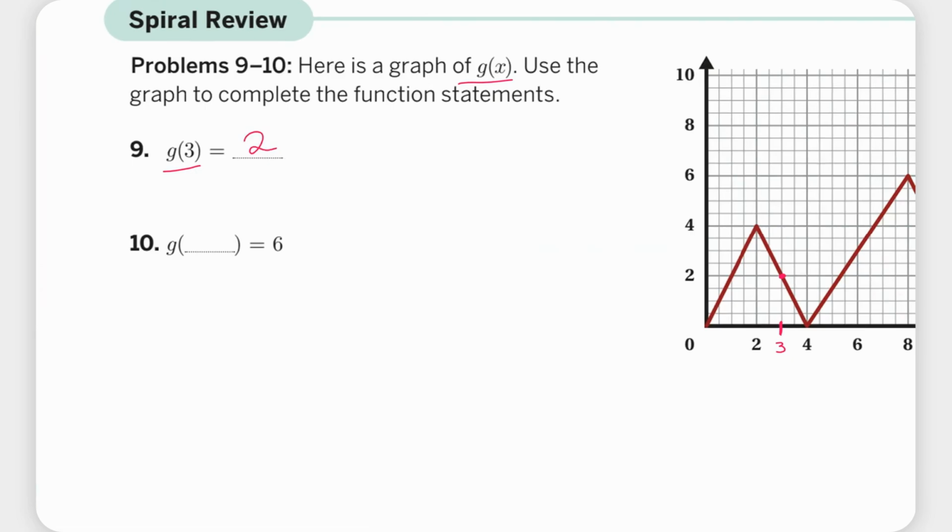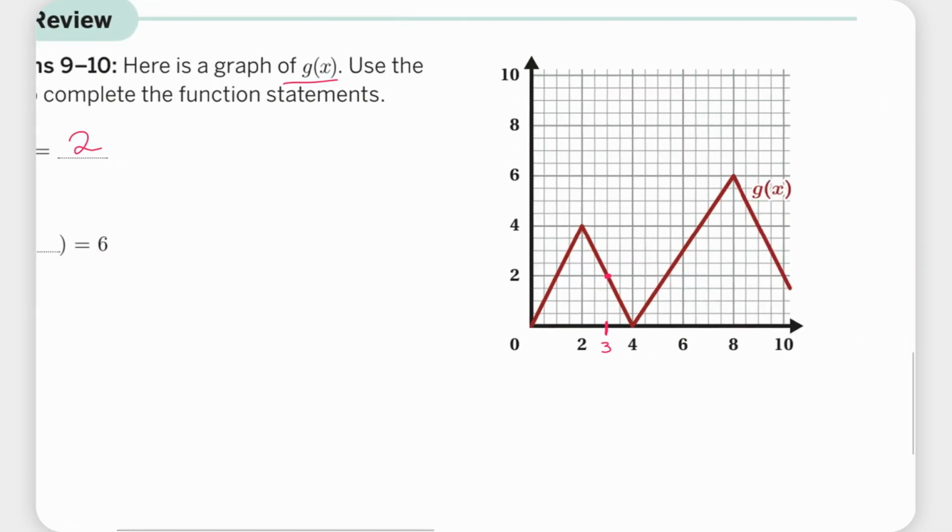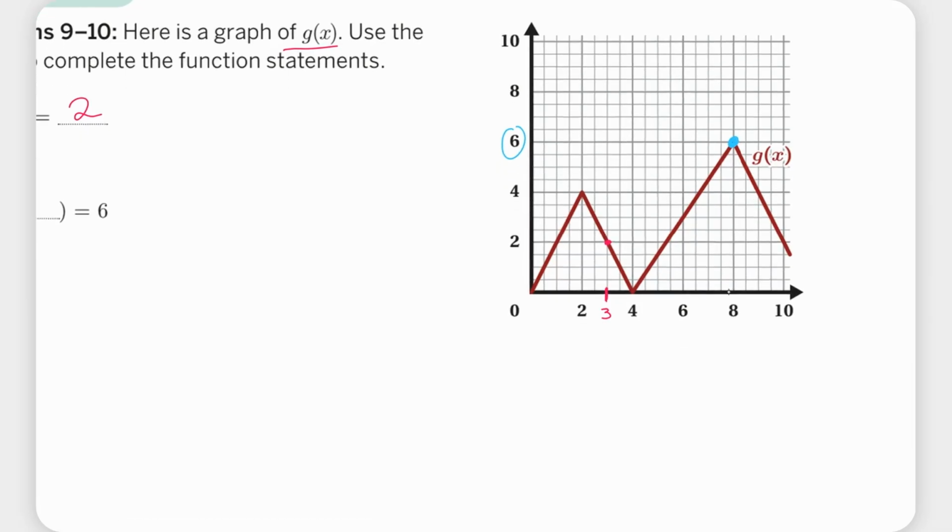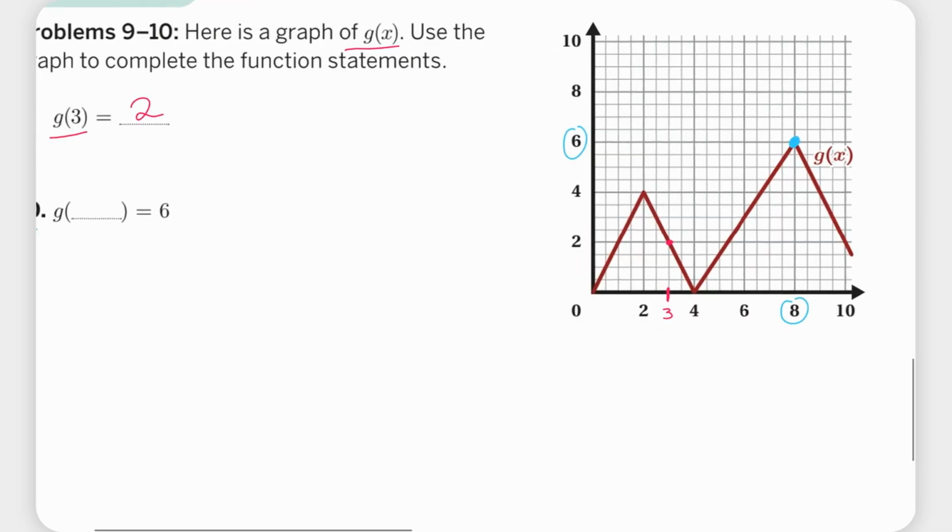And the second one here says, hey, g of what would be equal to 6. So when I'm looking at this here, I'm saying g of what x value would give me a y value of 6. And I see here the y value of 6 is right here. It's actually our maximum value. And I see that the x value would be 8. So to write that correct function statement, I'd say g of 8 is equal to 6. So we got to understand function statements and how to write them.